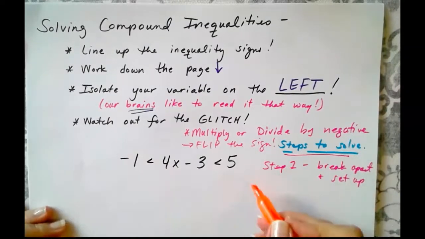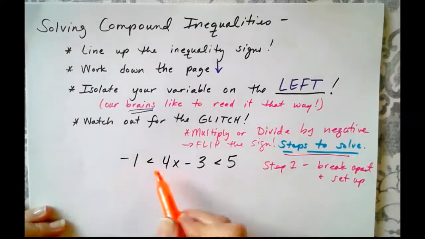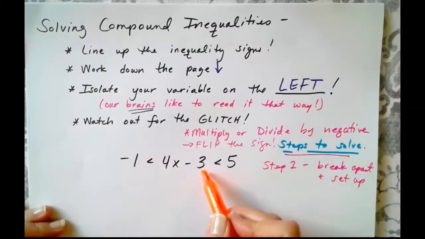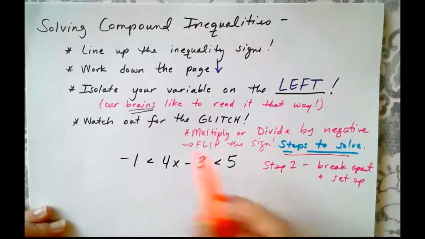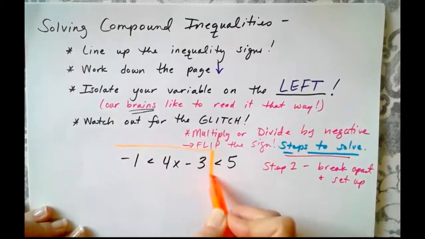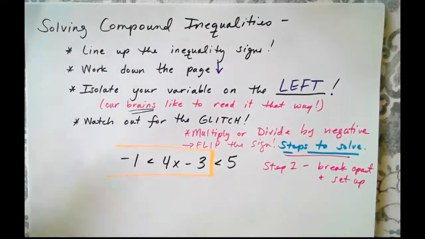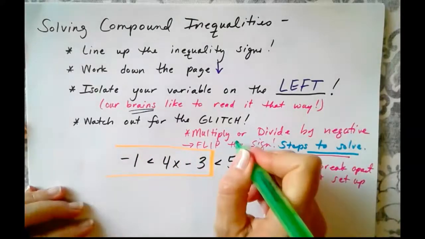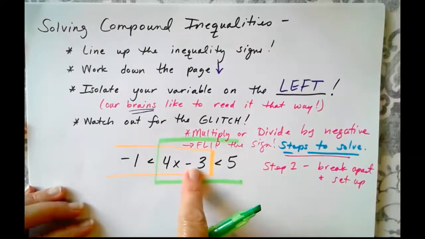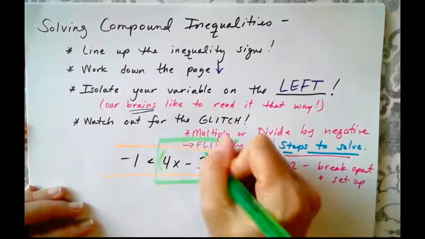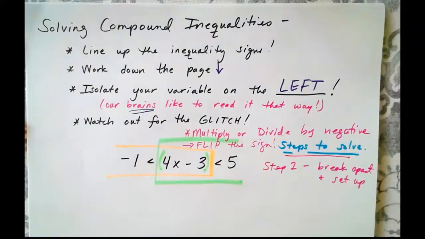So this is a compound inequality. Negative 1 is less than 4x minus 3, and 4x minus 3 is less than 5. So here's the first problem, and here's the second problem. Notice I'm not breaking apart 4x minus 3. It is one quantity. Don't break it apart. That's a mistake that some people make.